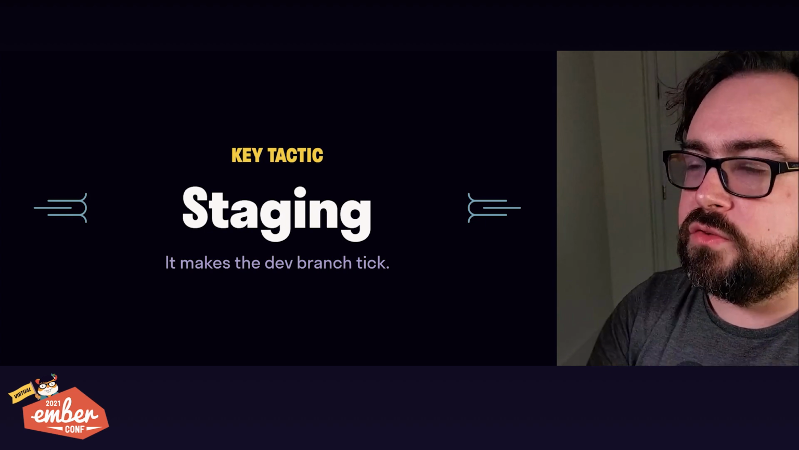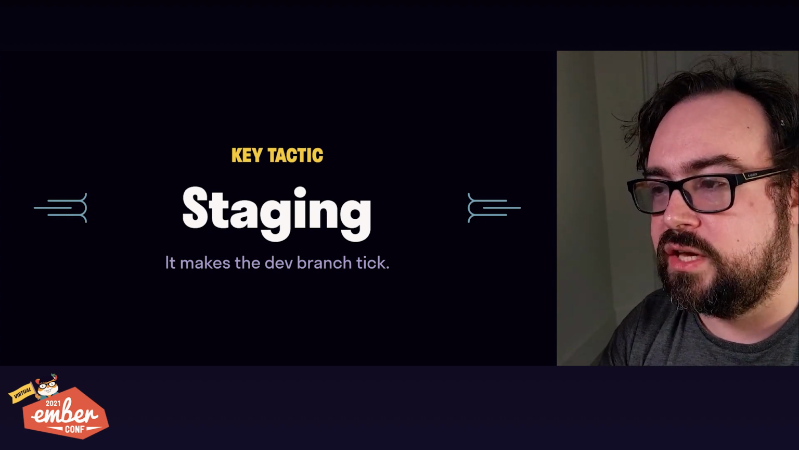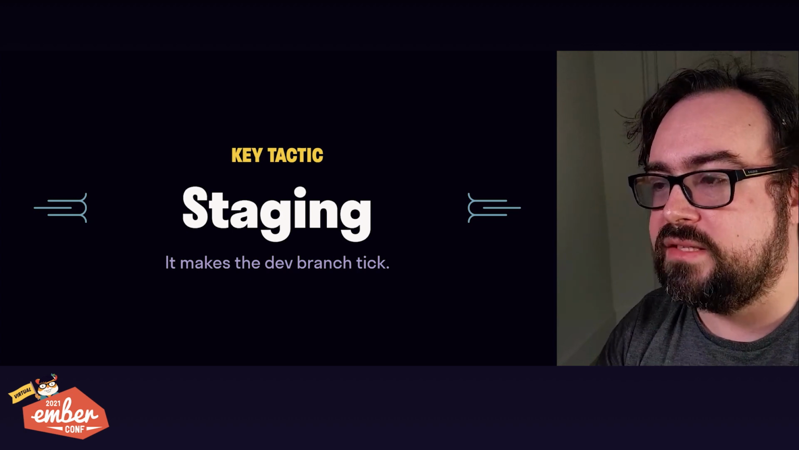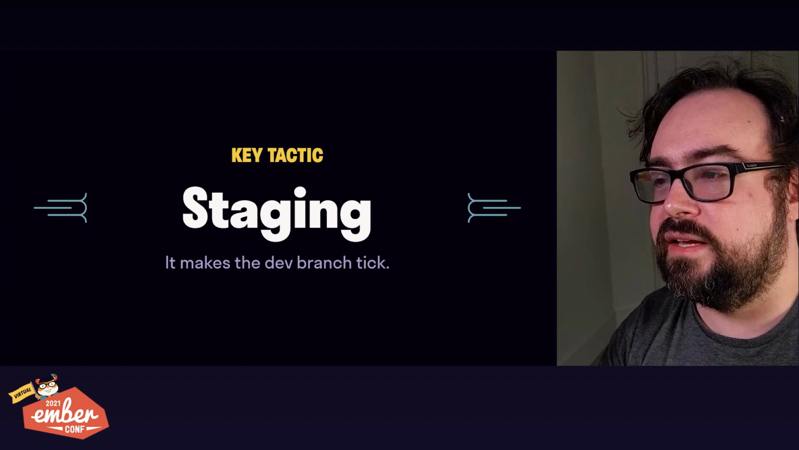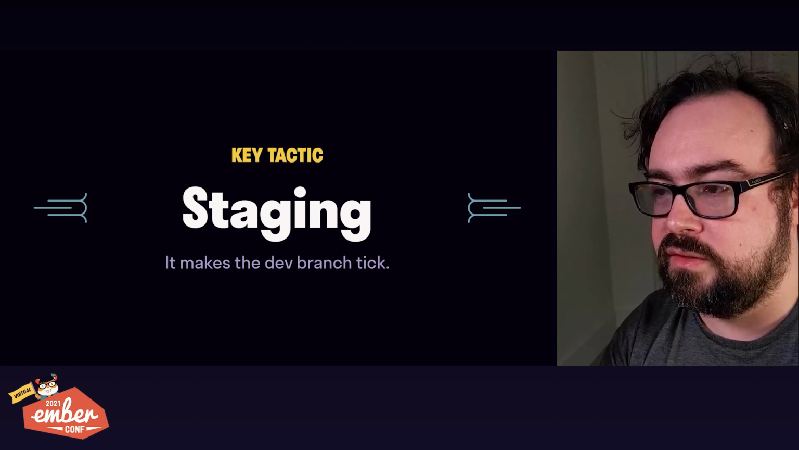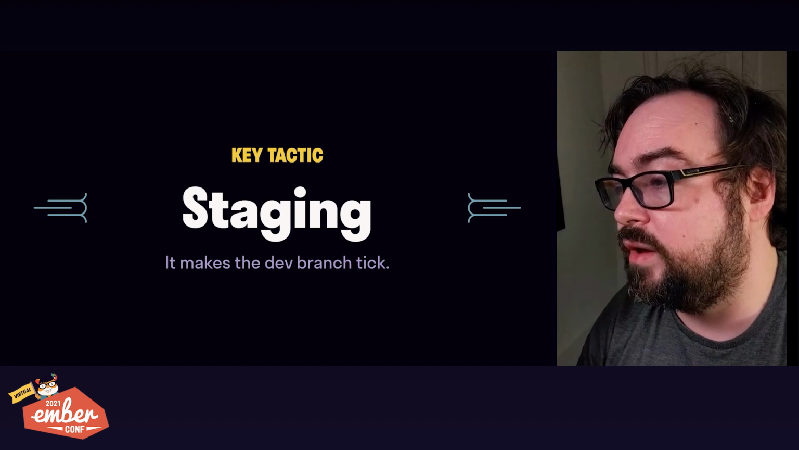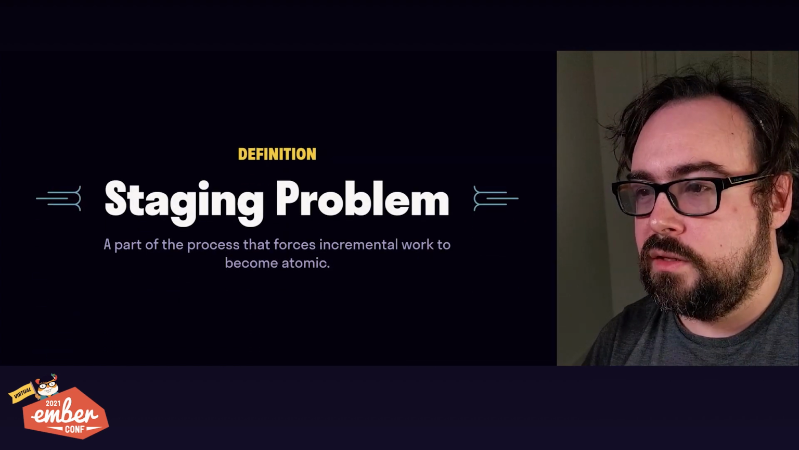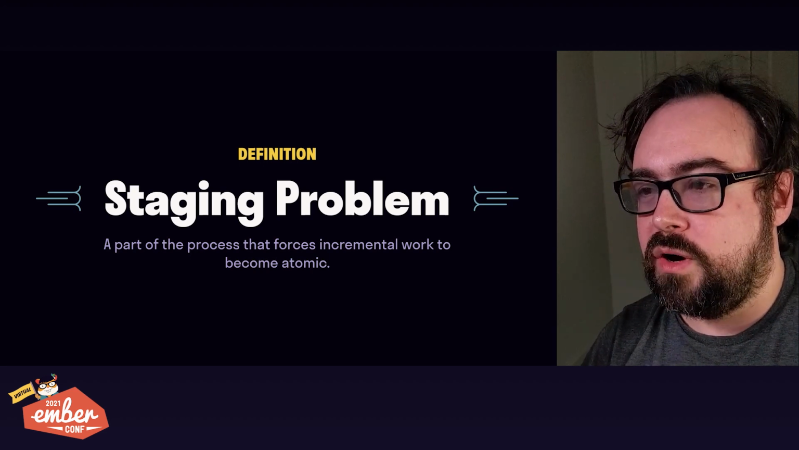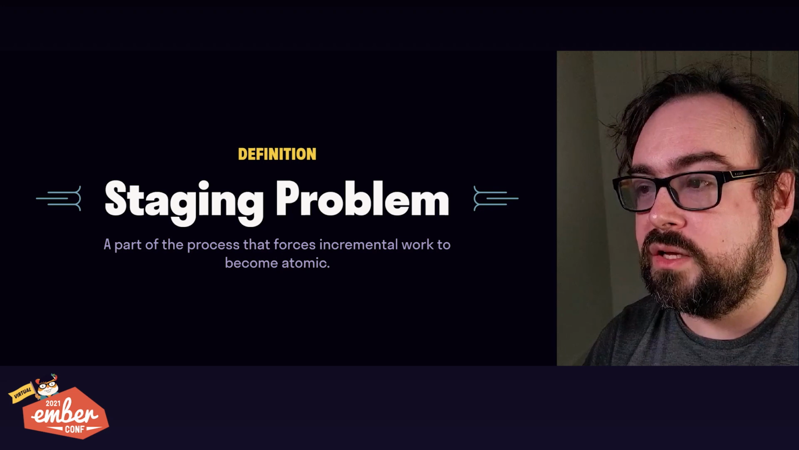Now that we've fleshed out so much of the system, we had a realization. The key tactic of release channels is staging. And by staging, I mean taking work that's longer than 6 weeks and still letting it happen on master. That's a pretty big deal. It lets all dev work happen in one place, but still reliably ship every 6 weeks. So what's a staging problem? A staging problem is a part of the process that forces work that could be done incrementally to become atomic.